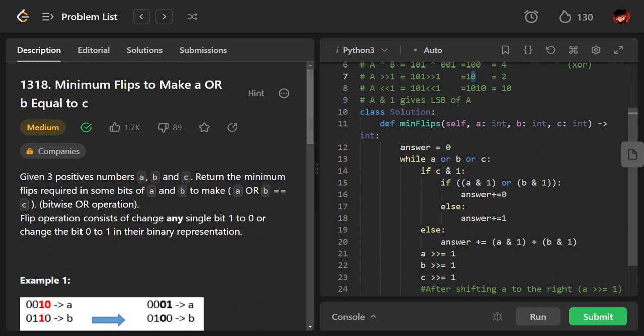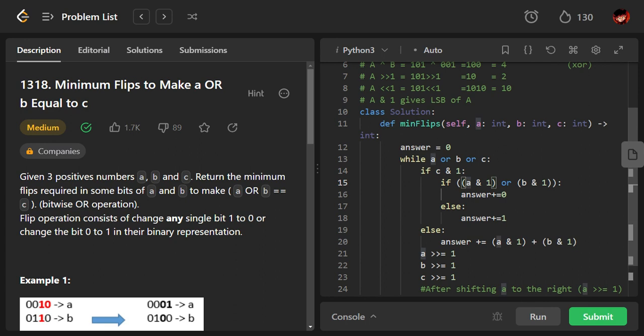So we are going to use reverse engineering. We'll start with C. If C has a 1, and we are doing our operation between A and B to get this, what are the possibilities? Either A and B both have 1, or any one of them has 1. If that is the case, we don't need to make any change.